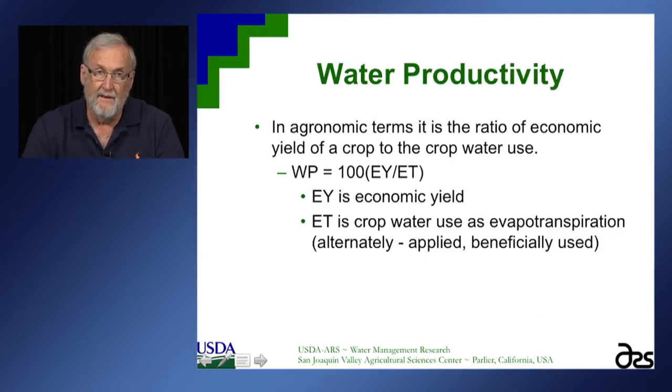And so the next part then, as the term comes up, water productivity. Oftentimes you hear the term water use efficiency. Productivity gives you a little better sense of really what you're trying to do. And this little equation just tells you, the productivity is the ratio of the economic yield to the crop water use. And the crop water use there is, say, evapotranspiration, but alternatively, it could be the total applied water or the beneficially used water. Any of those terms are commonly used for water productivity.